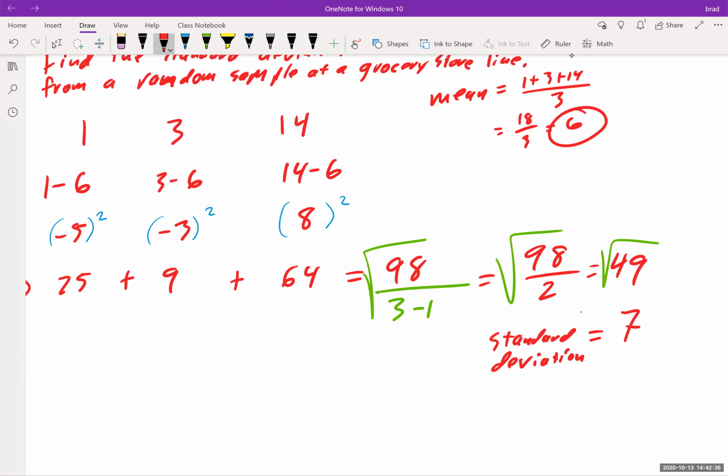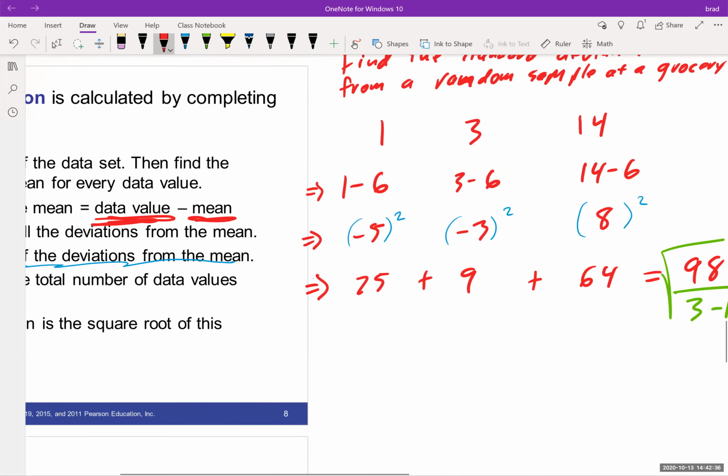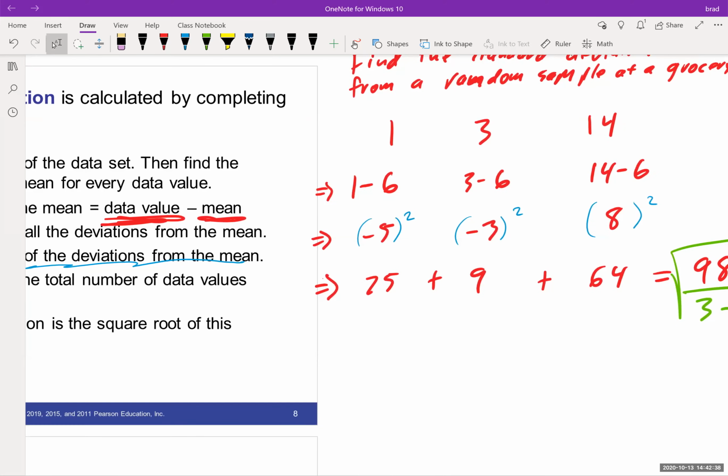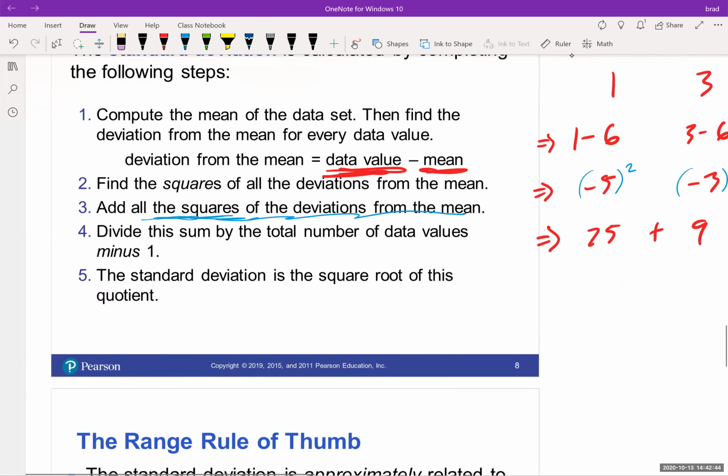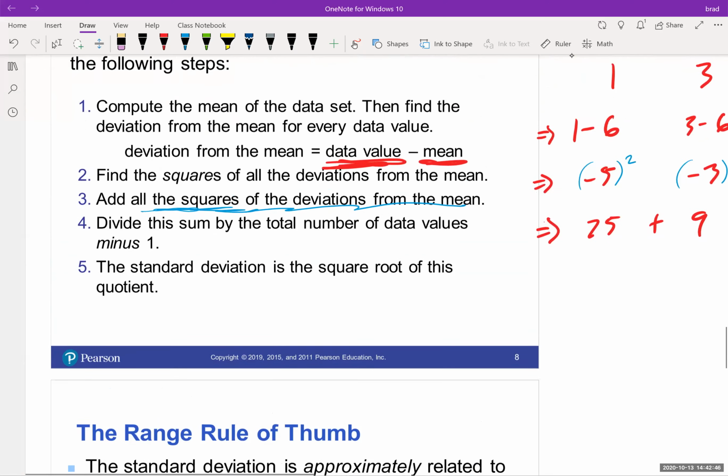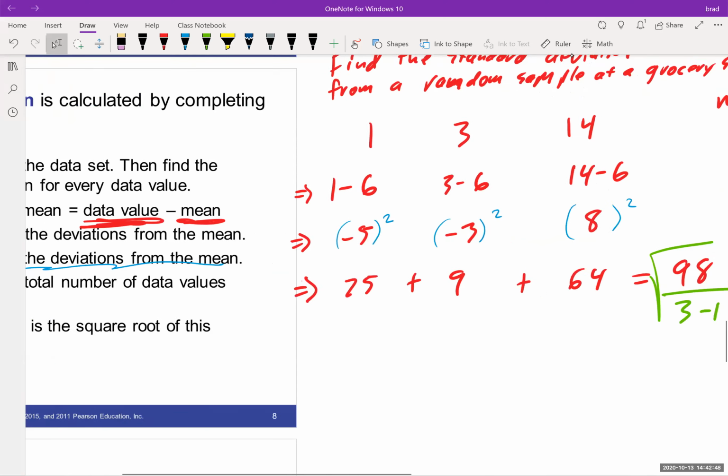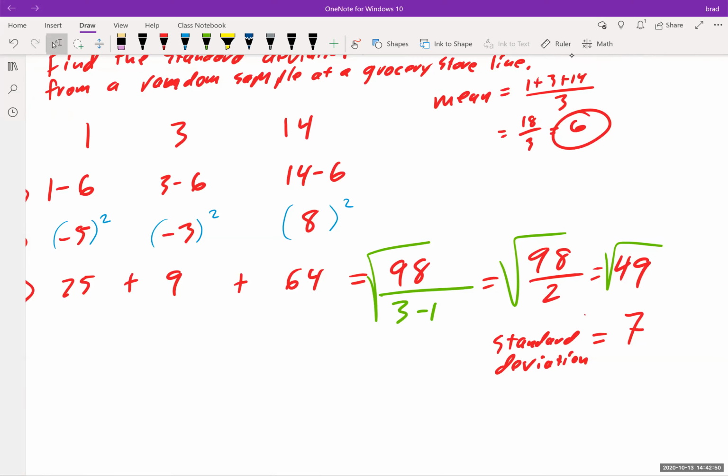So the standard deviation is normally big here. The standard deviation is a smaller number in comparison to the data when all the data is very close together. As you can see, 1, 3, and 14, if this number, instead of being a 14, was like a 5, it would have worked out as a smaller number. My standard deviation would have been smaller because the data values are closer together.